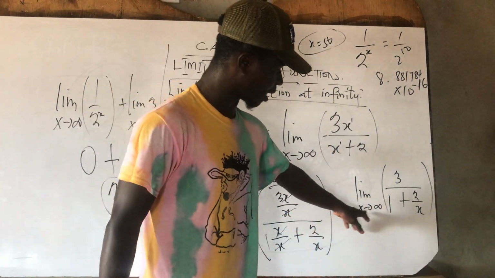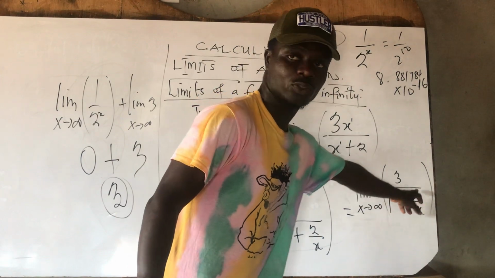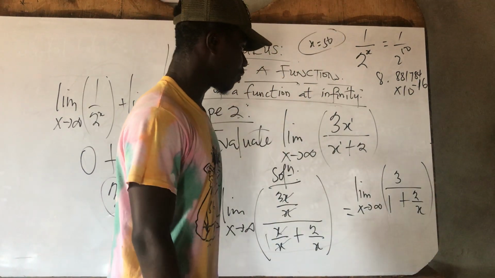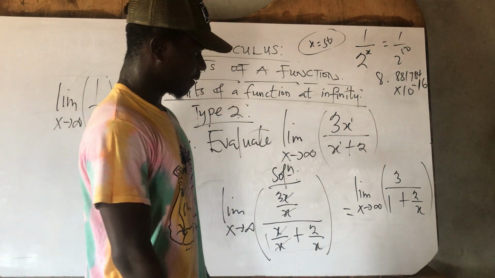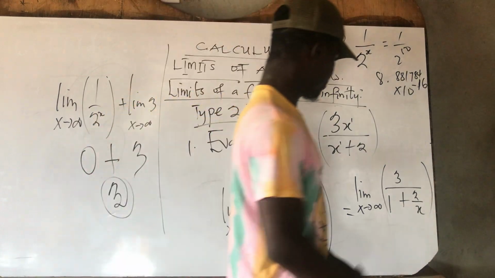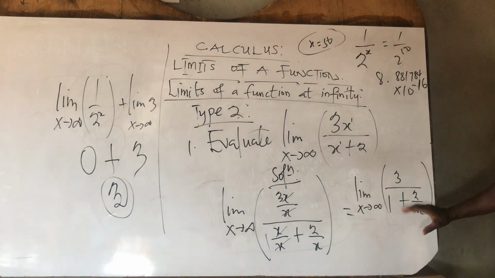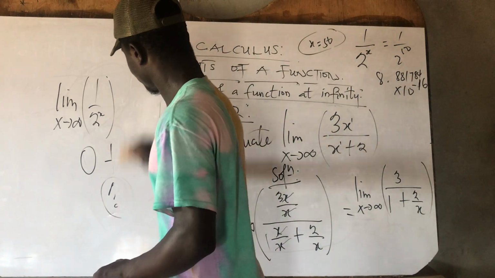The limit as x approaches infinity of 3 on 1 plus 2 on x. What will be that? So now, we go back to our first example, as what we did.